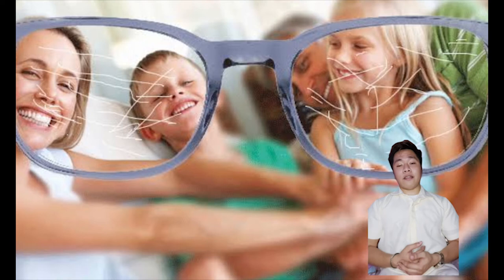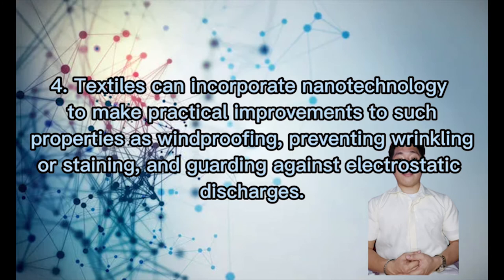The next one is textiles. Textiles can incorporate nanotechnology to make practical improvements to such properties as windproofing and waterproofing, preventing wrinkling or staining, and guarding against electrostatic discharges. The windproof and waterproof properties of one ski jacket, for example, are obtained not by a surface coating of the jacket, but by the use of nanofibers.